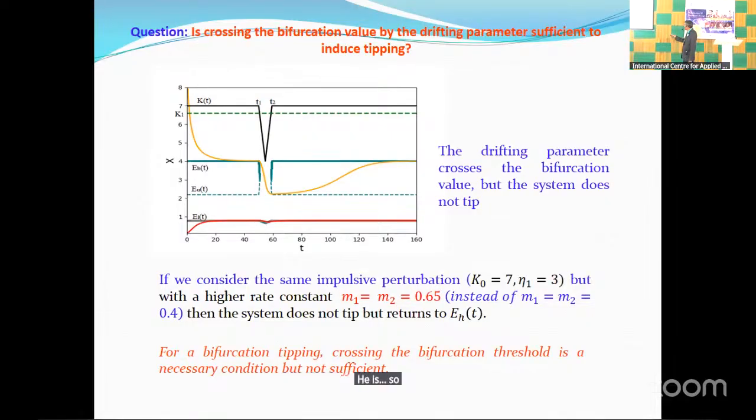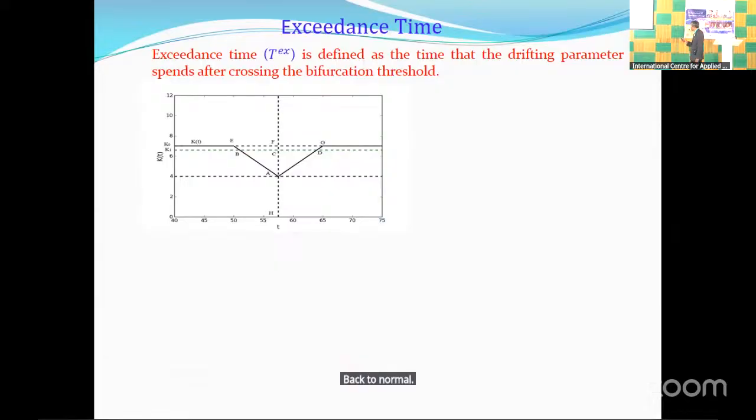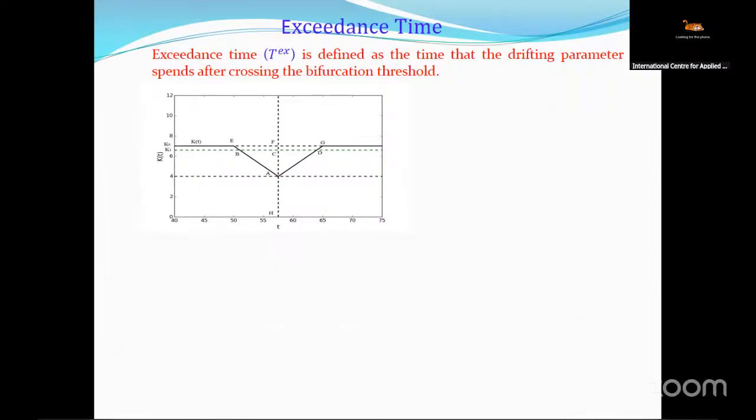So here the tipping has this green curve that is a bifurcation value, a threshold value, but your system has not tipped. So that means that crossing the bifurcation is a necessary condition, but not considered a sufficient condition. So who is the thief? In this case, the accident space after crossing the bifurcation.